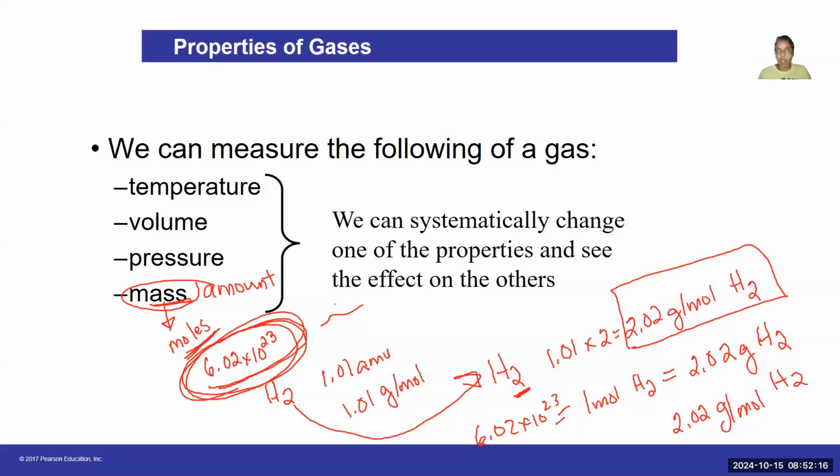So that was a roundabout explanation about this amount of a gas. And it's going to become important because we can change the amount of the gas, and it's also going to change the other properties of the gas.